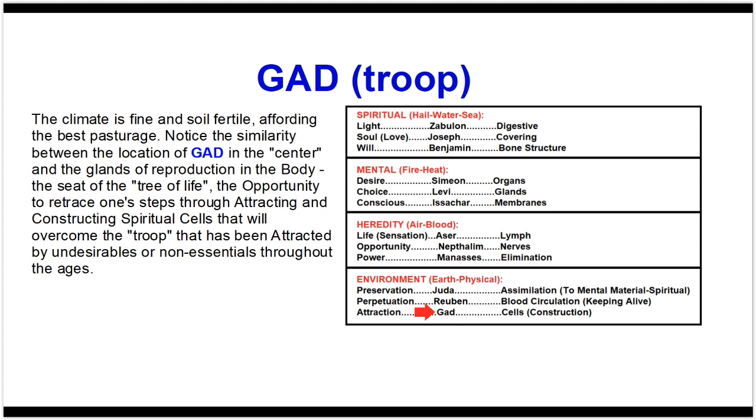Notice the similarity between the location of Gad in the center and the glands of reproduction in the body, the seat of the tree of life, the opportunity to retrace one's steps through attracting and constructing spiritual cells that will overcome the troop that has been attracted by undesirables or non-essentials throughout the ages.